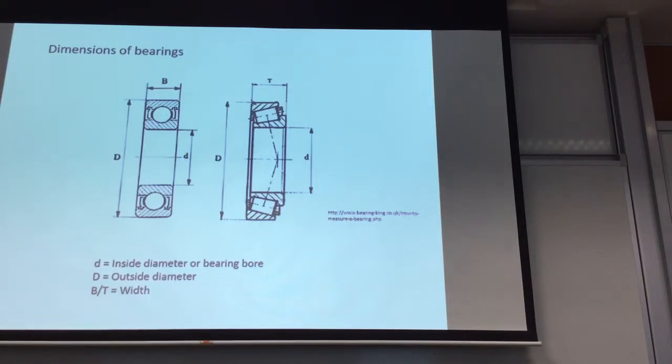If you look at your catalog, you will find some of these terms. You may have a small d, which is the inner diameter of your bearing. Basically, this is the diameter of the inner race. You can have a big D, which is the outside diameter. You can have a B or T, which corresponds to this.